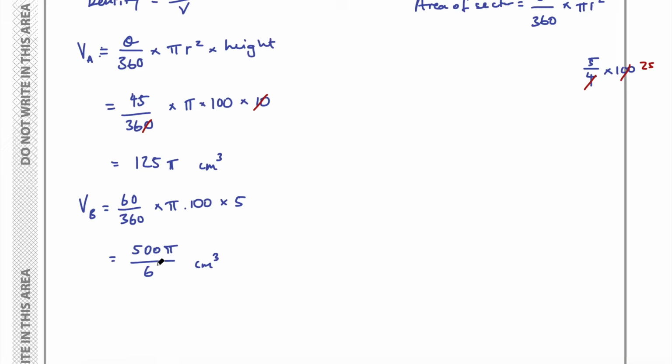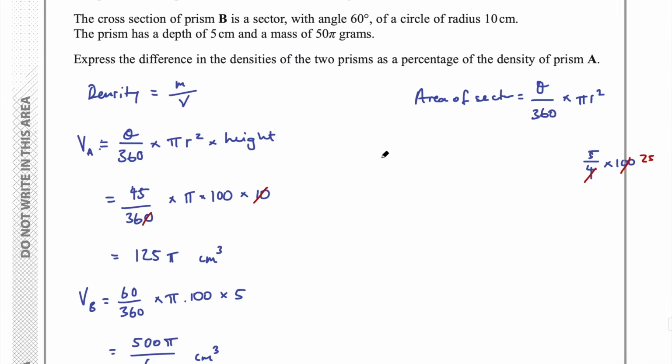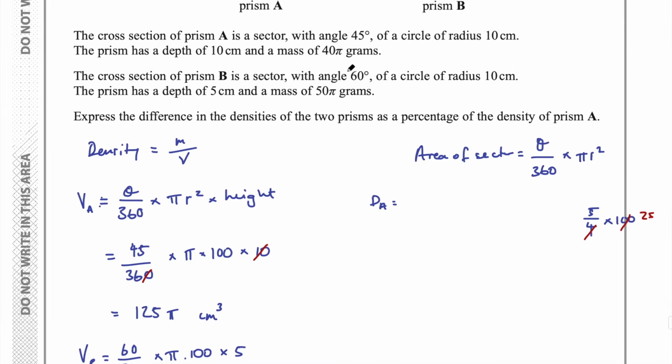Now, don't bother with substituting any value in for pi here. It's going to be easier if you just leave pi as is and leave your answers as 125 pi and 500 pi on 6, because the next step is to find the densities. So the density of A is going to be the mass divided by the volume. So the mass was 40 pi for A, 40 pi divided by 125 pi. Now you can see here those pi's cancel out, so we really didn't have to bother with them. And then I have 40 over 125.